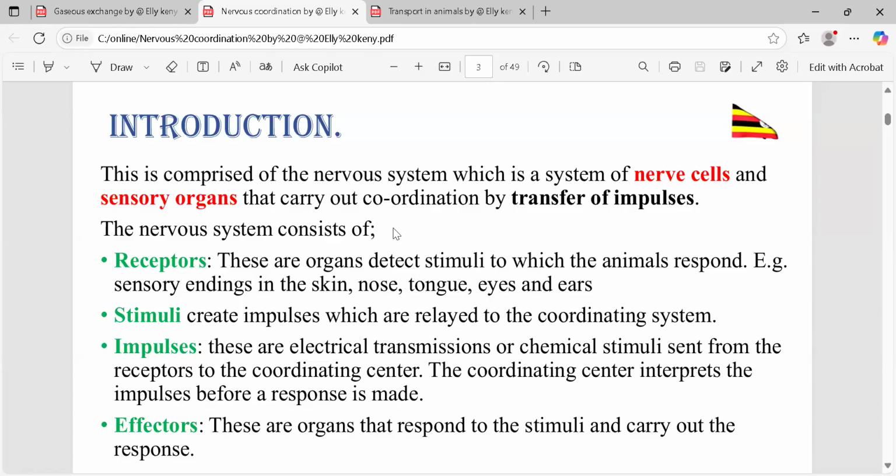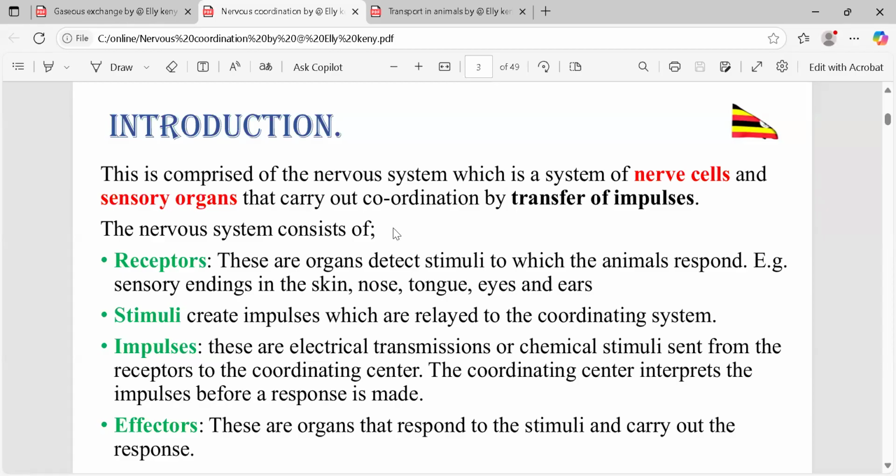So all nervous information flows in the form of impulses, which are electric in nature, because electricity flows very fast. Sensory organs are those organs which receive information from the environment.